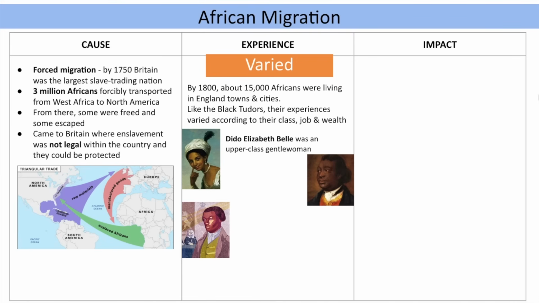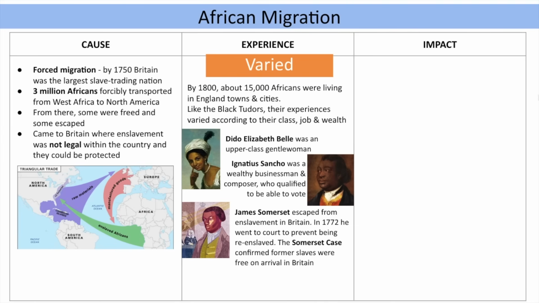So, for example, Dido Elizabeth Bell was an upper-class gentlewoman who was mixed race at this time. Ignatius Sancho, who we'll come to again in a minute, was a wealthy businessman. He was a music composer, and he was actually wealthy enough to be able to vote in Britain's elections at a time when many white men couldn't actually do that and no women could.